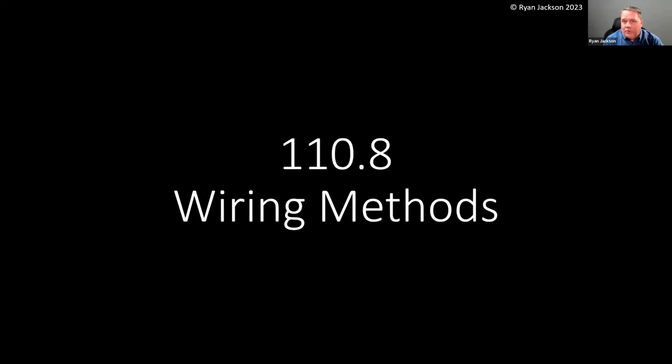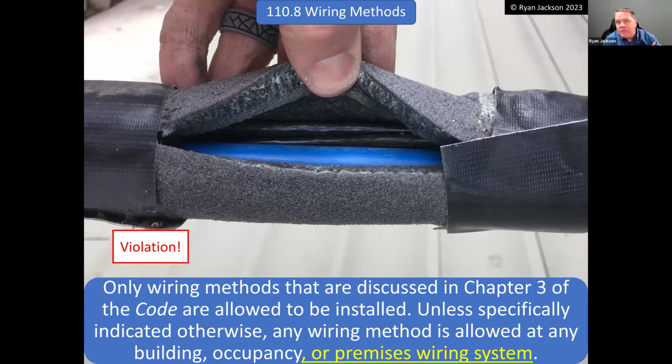All right, changing gears a little bit. 110.8, wiring methods. Only wiring methods that are discussed in Chapter 3 of the National Electrical Code are permitted to be installed. Believe it or not, you can't just put a pool noodle over your wires and call it conduit, right? It actually has to be something recognized in Chapter 3 of the National Electrical Code. And unless specifically indicated otherwise, any wiring method is allowed in any building or occupancy or premises wiring system, but it has to be a real wiring method, right?